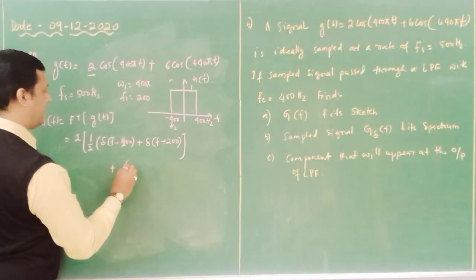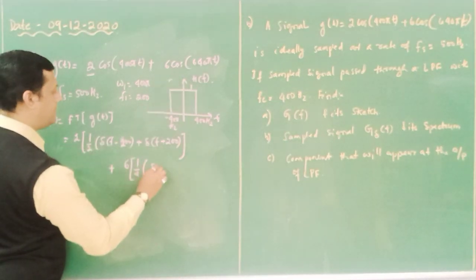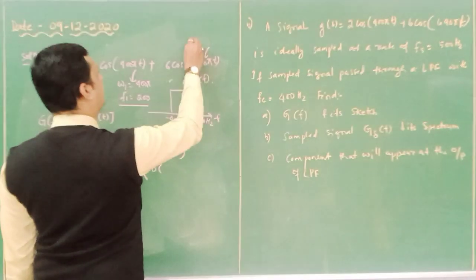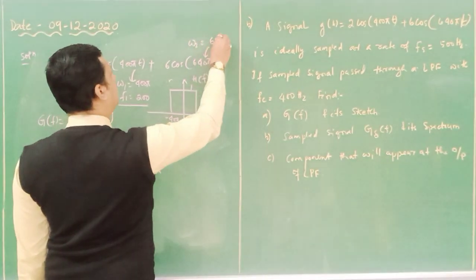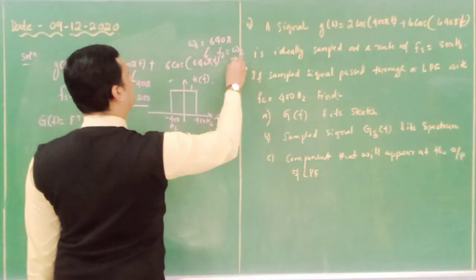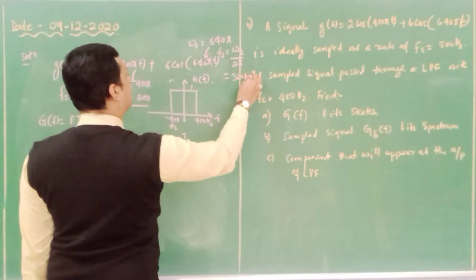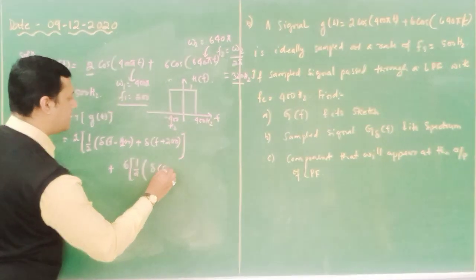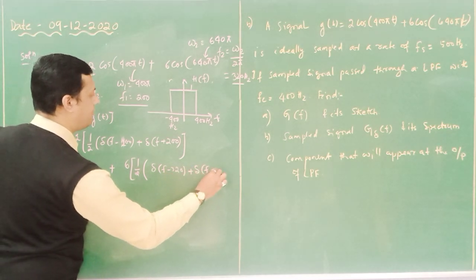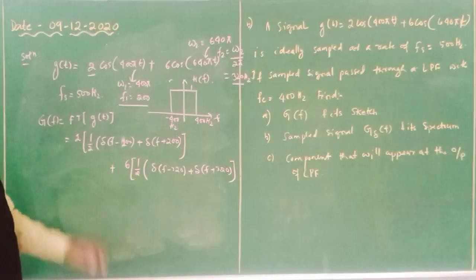Then the second part is 6. This is half, and here we can write. So this is for omega 1. Similarly, omega 2 is 640 pi. So F2 is equal to omega 2 divided by 2 pi. So here I will get 320 Hz. So here I will write del of F minus 320 plus del of F plus 320. Okay, so this is the Fourier transform.